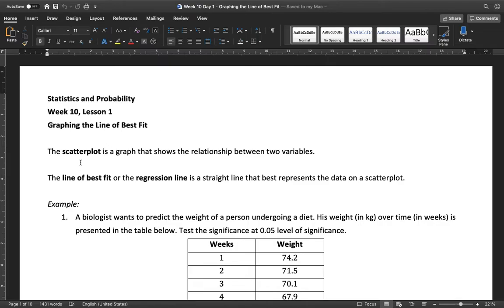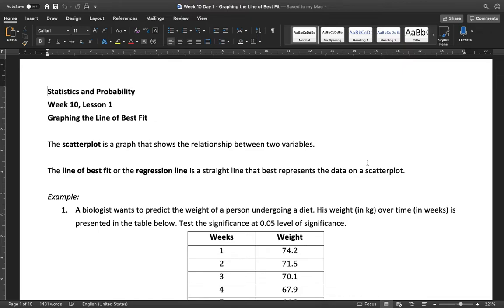Okay? So the line of best fit, or the regression line, is a straight line that best represents the data on a scatter plot. So pag ginraph natin yung line of best fit natin, makita natin yung mga points ng scatter plot dapat malapit doon. Marami sa kanila malapit doon dapat. Kung hindi sila malapit doon, then it raises a question on how close is the relationship between the two variables. Kasi yun nga yung purpose ni line of best fit. Dapat makadrawing tayo ng line na malapit doon yung mga points.